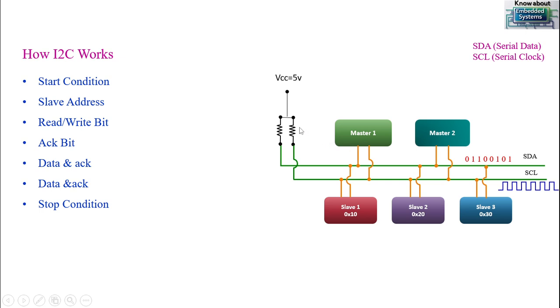How the communication will happen. And before that, you should understand how the circuit is designed. If you have multiple masters and multiple slaves, everything should be connected to the common bus that is called SDA and SCL. However many slaves or masters you have, everything should be connected to the common lines, SDA and SCL.